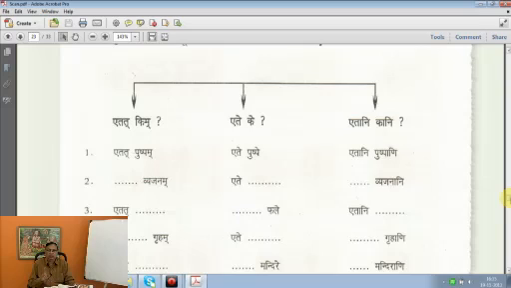Number 2 here. Etani kani, what are these? Etani pushpani. So you are learning the derivation of a neuter noun as well here. Akaranta napumsakalinga pushpa shabda. Pushpam, pushpe, pushpani. We are learning this. Etat pushpam, ete pushpe, etani pushpani. These are the flowers.